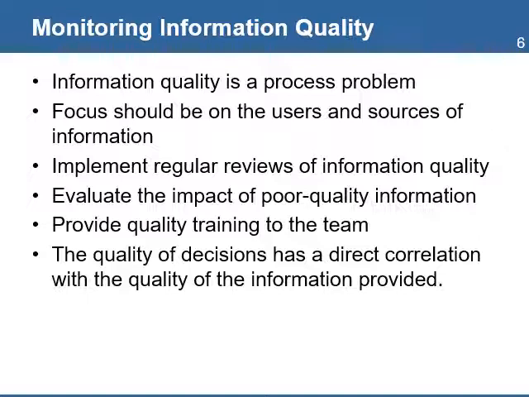Information quality is a process problem, not just a systems problem, and should be addressed from a process perspective. The focus should be on the users and sources of information. Implement regular reviews of information quality in the project information management process. Measure validity and accuracy. Evaluate the impact of poor quality information on the project and on donors' expectations. Provide quality training to the team in charge of collecting information. The quality of decision has a direct correlation with the quality of the information provided.